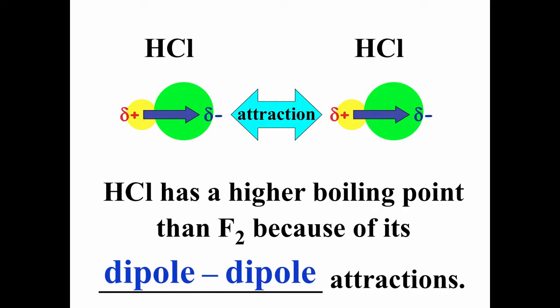So, as a summary, HCl has a higher boiling point than F2 because it has an attraction between a dipole on one molecule and a dipole on another molecule, and rather imaginatively, we call this a dipole-dipole attraction.